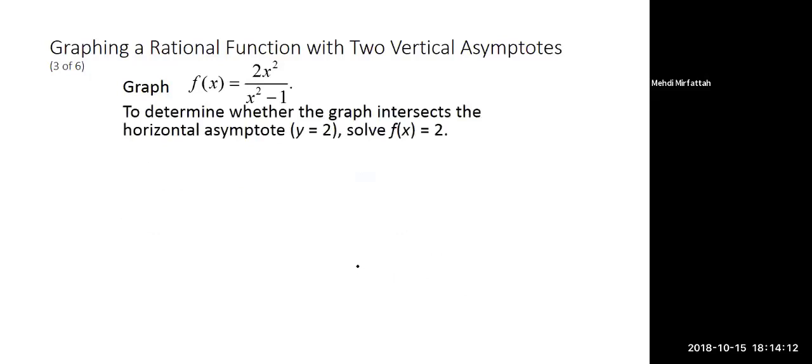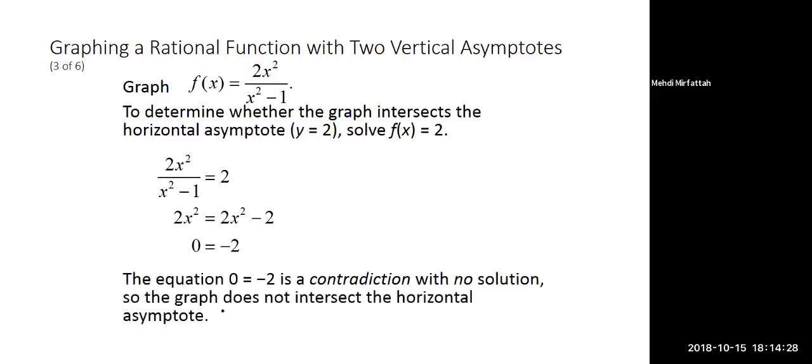Now, we also can find whether the graph intercepts the horizontal asymptote y equal to 2. You just simply let this equal to 2 and see if that happens. Now, if I cross multiply this, you see there's no solution. So my graph is not going to intercept my asymptote because there's no solution here.